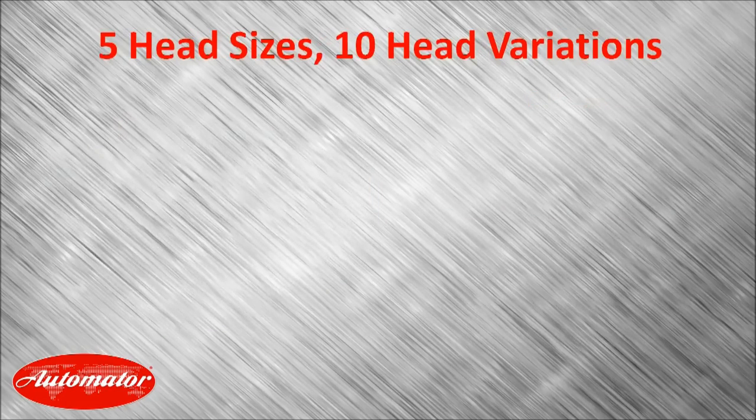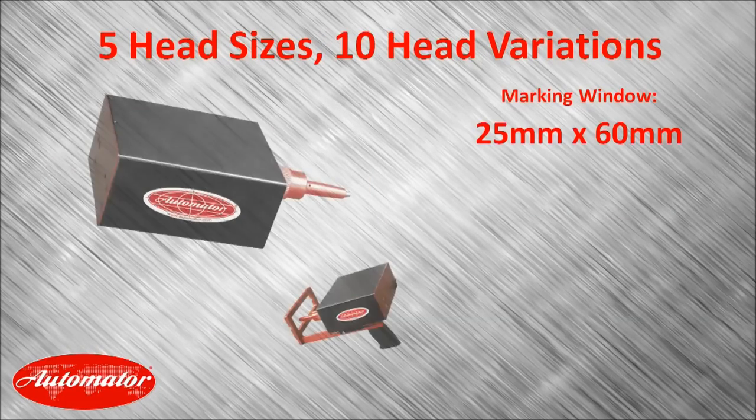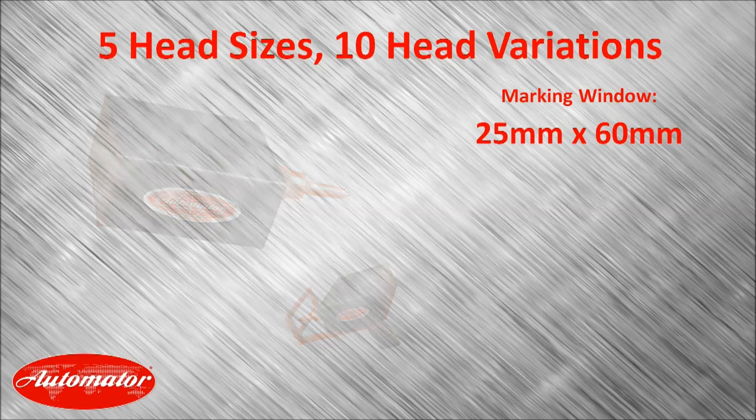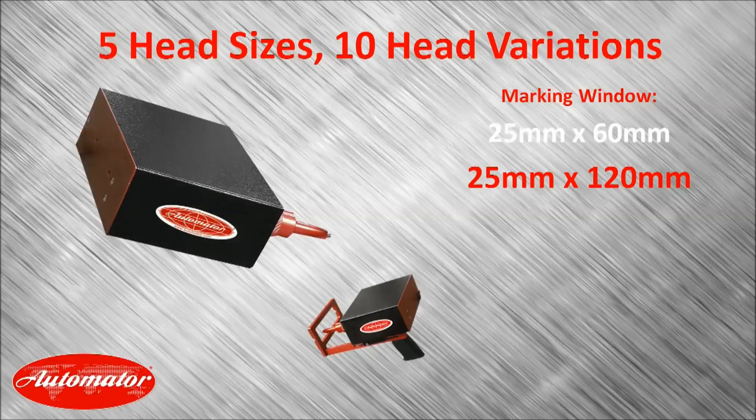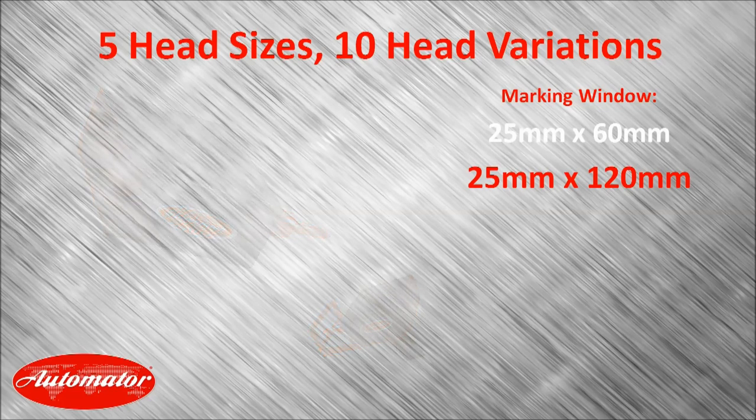Next, let's look at the marking heads. These come in five sizes, the smallest being a 25mm by 60mm marking window. This is ideal for handheld operations or for very small marks. Next one is the 25mm by 120mm marking window. While no taller, it is twice the width, providing for longer marks.